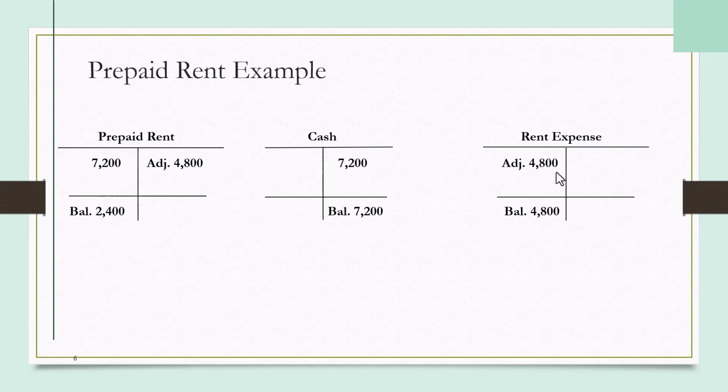And then rent expense, that has a $4,800 debit balance to represent the 4 months of rent that have been used up in that year in 2025. So you've got 2 months still prepaid here, 4 months over here. And these are balance sheet accounts. This is an income statement account.